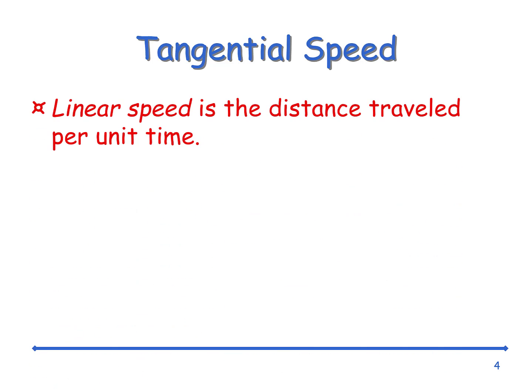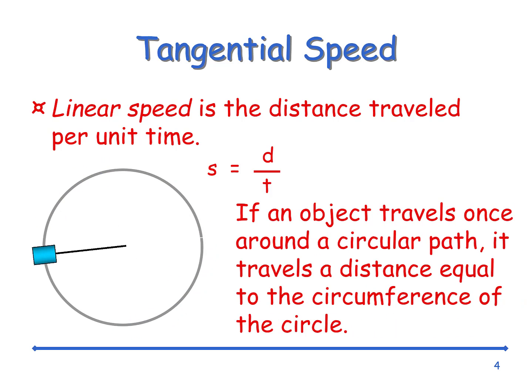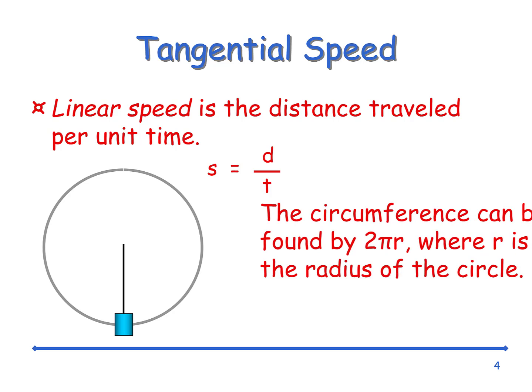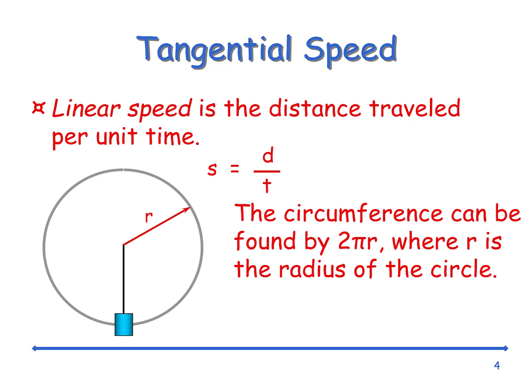Tangential speed. So it is a linear speed. We know that linear speed, we calculate using distance per unit of time, right? That's just our regular formula for speed, distance divided by time. If an object is traveling around in a circular path, the distance that it travels in one full rotation, or one full revolution in this case, is equal to the circumference of the circle, which we should all remember from at least geometry, if not before that. Circumference of a circle is 2 times pi times the radius, where r is the radius of that circle.